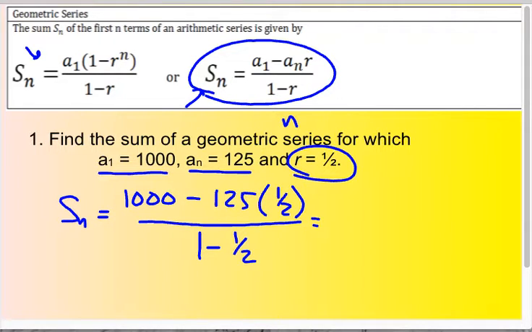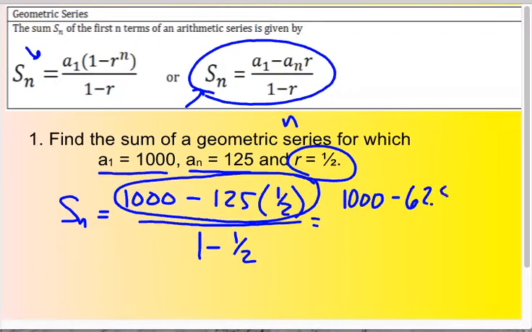Anyway, you could probably put everything in this numerator in right away and get one number. If you don't, 125 times 1/2 is going to give you 1,000 minus 62.5. 1 minus 1/2, well, that's 1/2, or just 0.5.